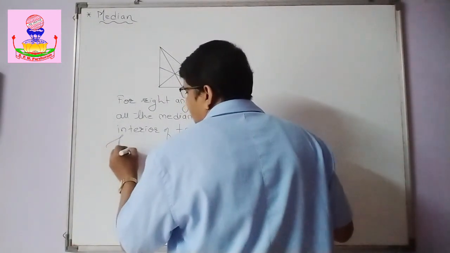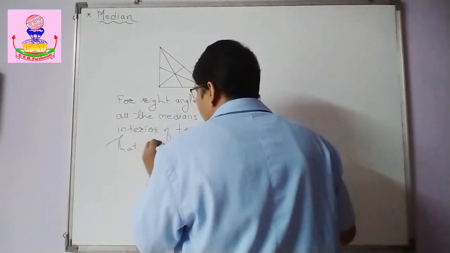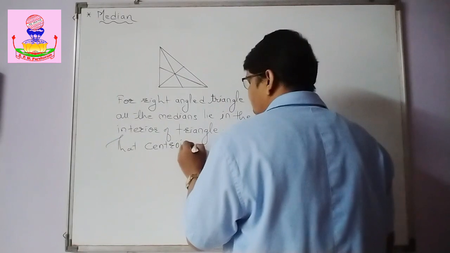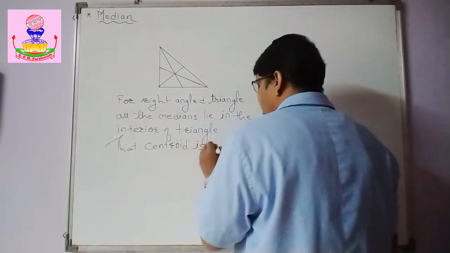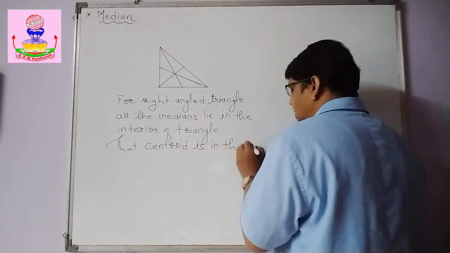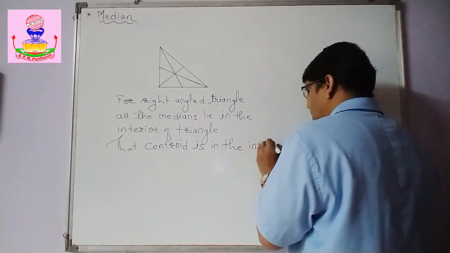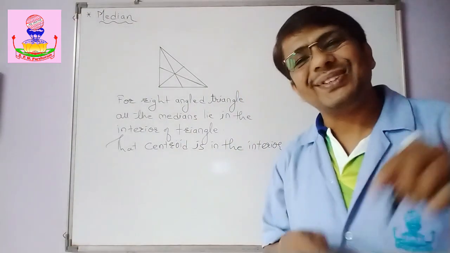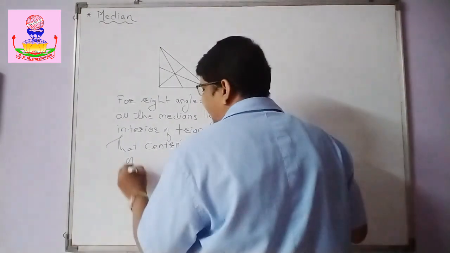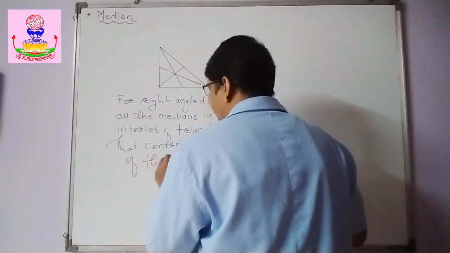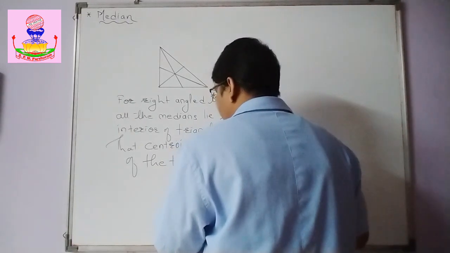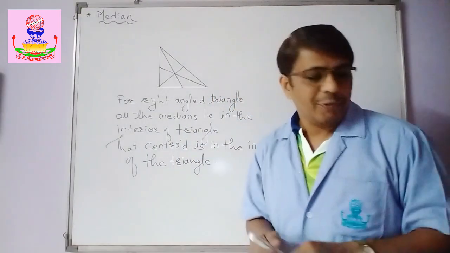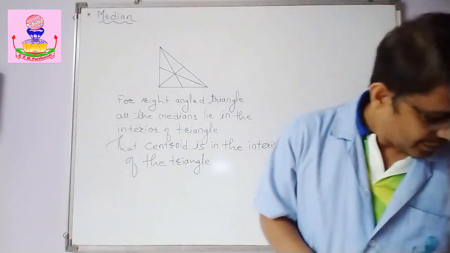That is, centroid, or the point of intersection, that what we call centroid, also is in the interior. If all the medians are in the interior, then definitely the centroid is also in the interior of the triangle. Okay, now, so this is for right angle triangle.